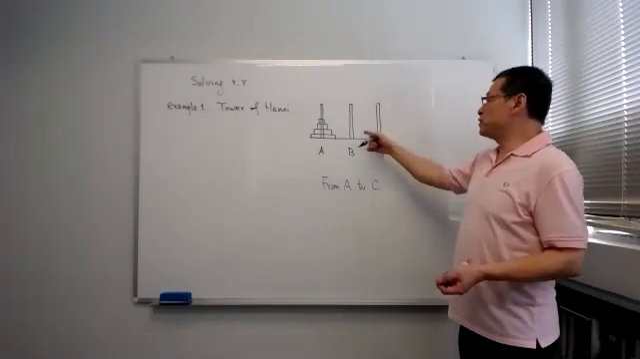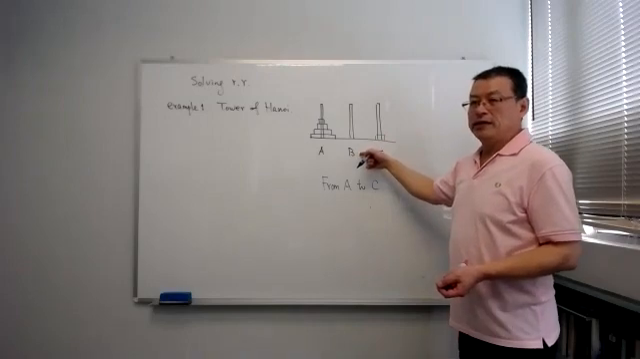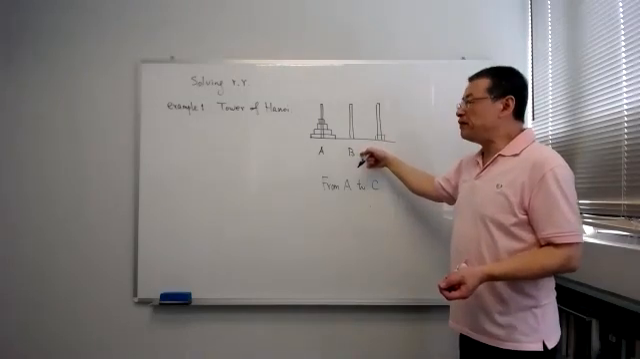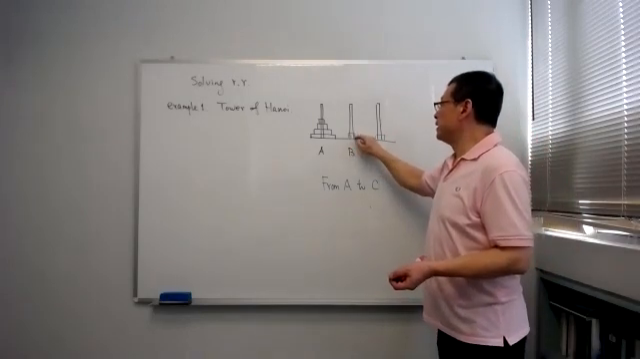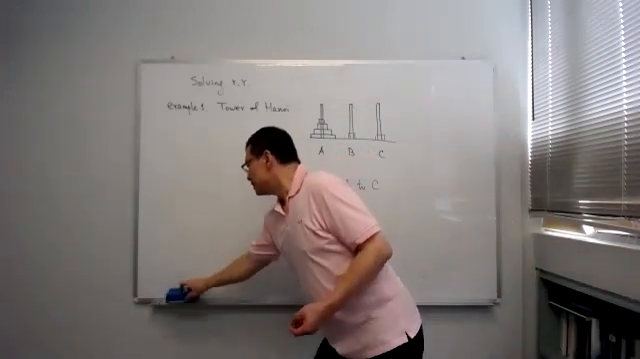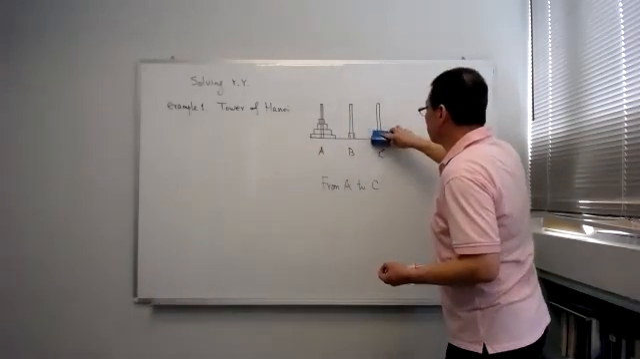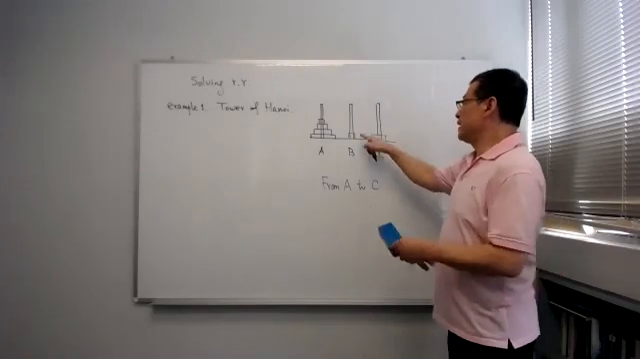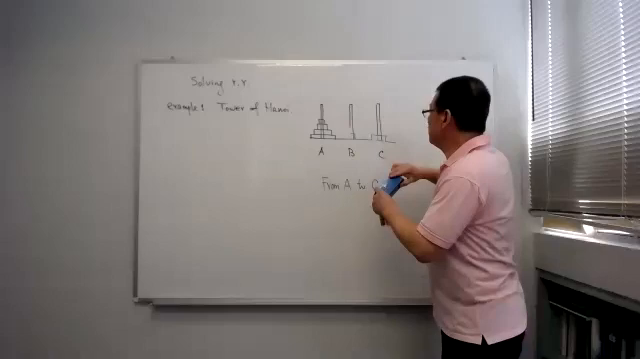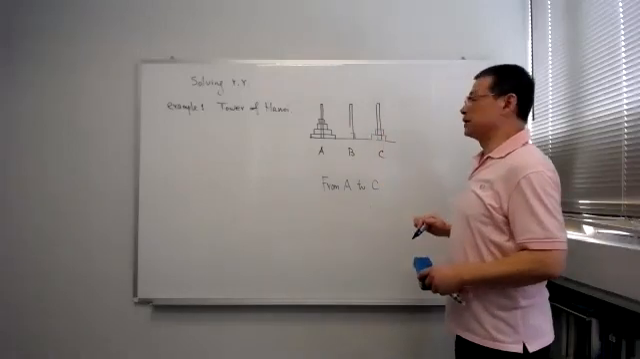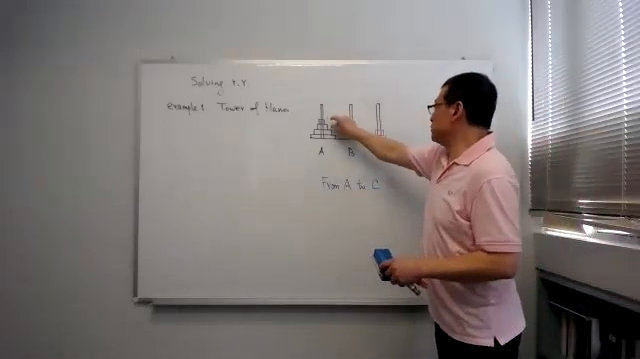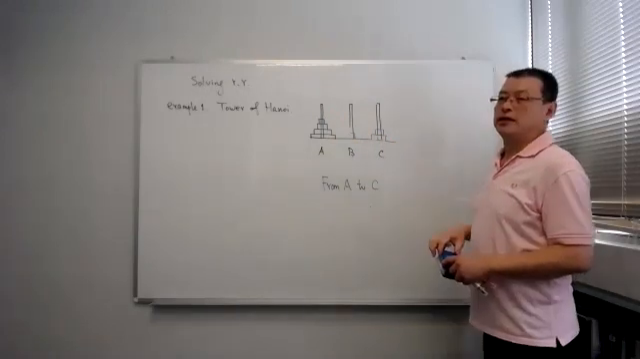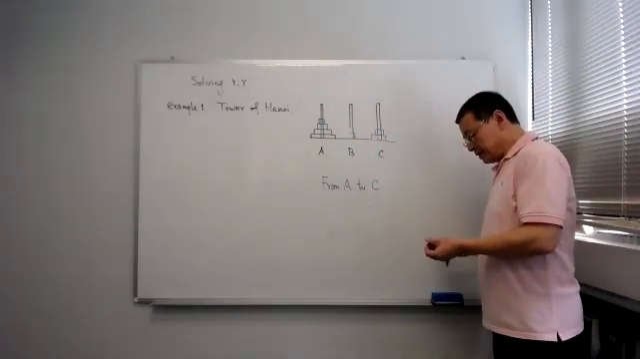So that means we have to use peg B as a buffer. I can put this disk here. Then I can move this disk here. Then I can move this disk over, doing it like this. So the first two disks will be transferred from A to C. That's how it works.